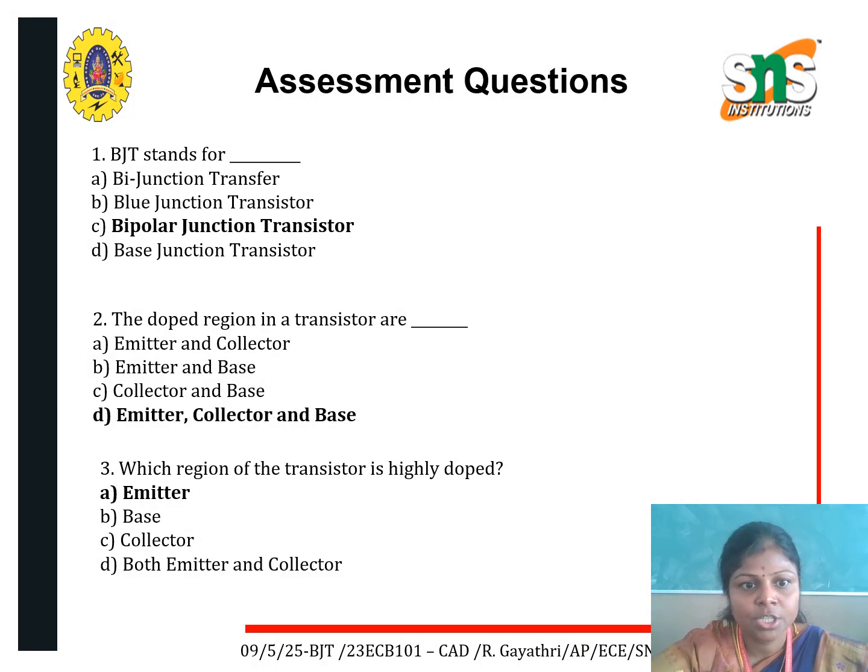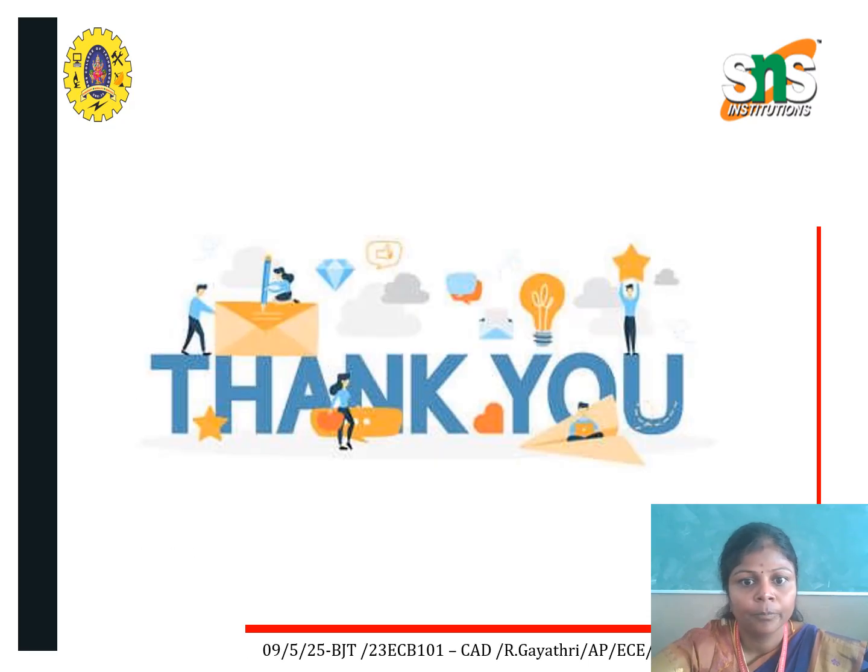Coming to the assessment question: BJT stands for bipolar junction transistor. The doped regions in a transistor are three regions: emitter, collector and base terminal. Which region of the transistor is highly doped? Emitter, base, collector, or both emitter and collector? The emitter terminal is heavily doped compared to the collector terminal. Thank you.